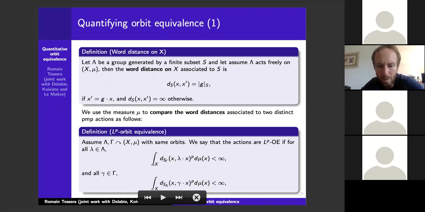If you, in this formula, in the LP orbit equivalence, measure the distance with respect to gamma of X with lambda X, it will not be a constant because it will depend on X and on lambda. Because the only thing we know is that there exists a gamma that maps X to lambda X, but we don't know anything about this gamma. And what we are measuring here is the length of this gamma. And it depends on X.